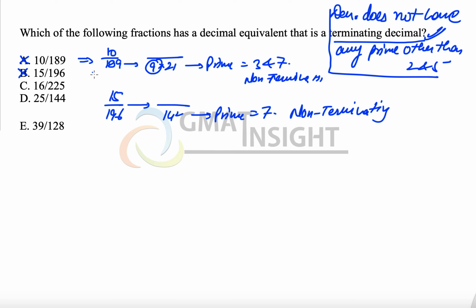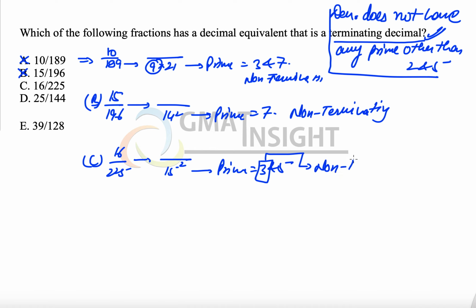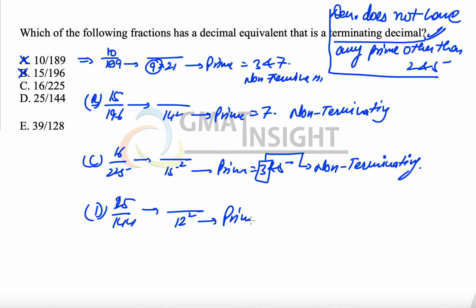Now let's look at option C. Option C is 16 over 225. The denominator is 15 square, and 15 has prime factors 3 and 5, and because of this 3, the fraction is going to be again non-terminating, because we do not want any prime factor other than 2 and 5. So let's look at option D, which is 25 over 144. 144, once again it's in least form, so the denominator can be written as 12 square, and 12 has prime factors 2 and 3, and because of 3, it's a non-terminating decimal.